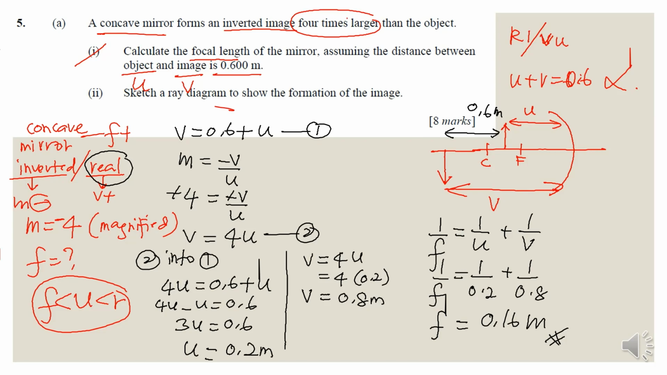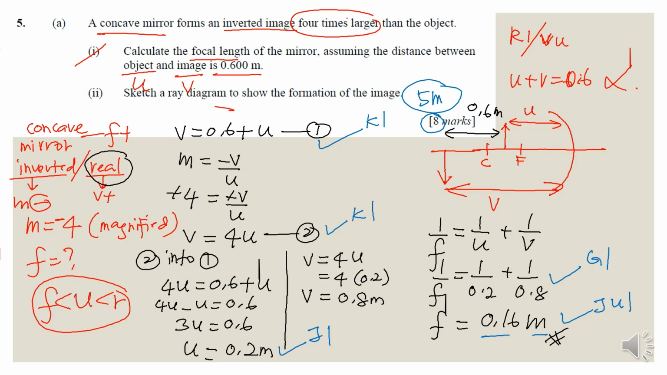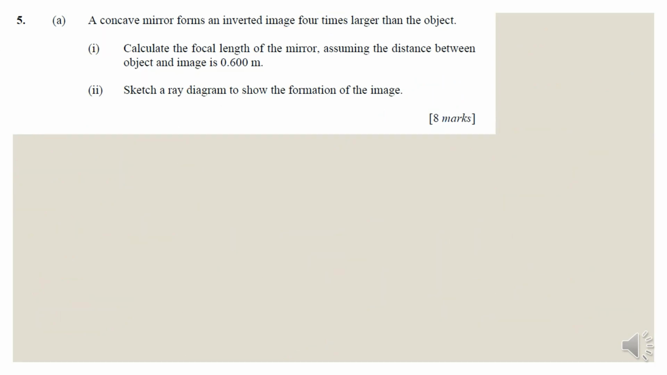Markah dia adalah pada konsep yang pertama, konsep yang kedua. Jawapan untuk U 1 markah, gantian 1 markah, jawapan unit 1 markah, jawapan betul unit yang betul 1 markah. So total adalah 5 marks untuk 5A1. Next, kita pergi ke 5A2.